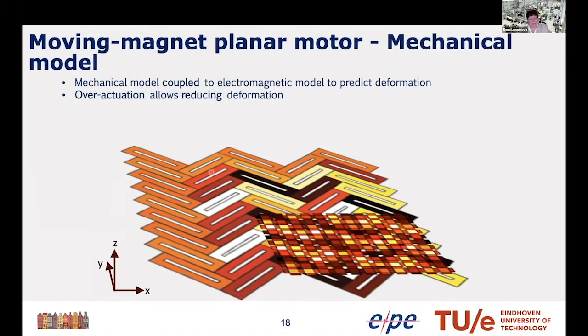Additionally, we have a mechanical model which has to be coupled with the electromagnetic model, and the mechanical model can predict the deformation, and we should compensate the possible deformation of that seemingly flat structure by so-called over-actuation of the forces produced by the coils to reduce the deformation. So we can apply the forces from individual coils to compensate the bend and mold and to make it flat back.